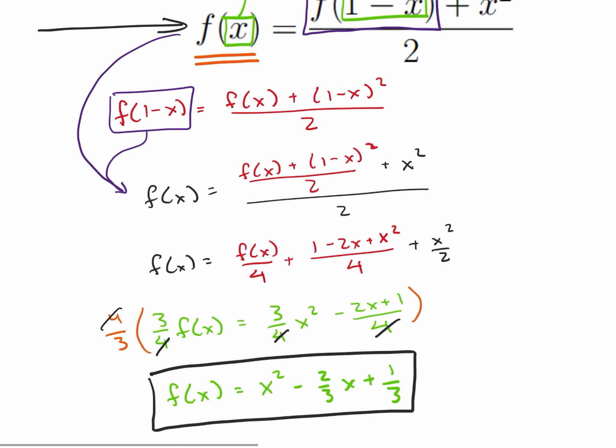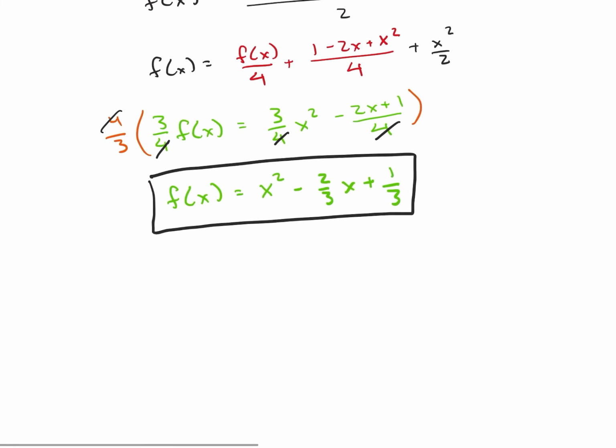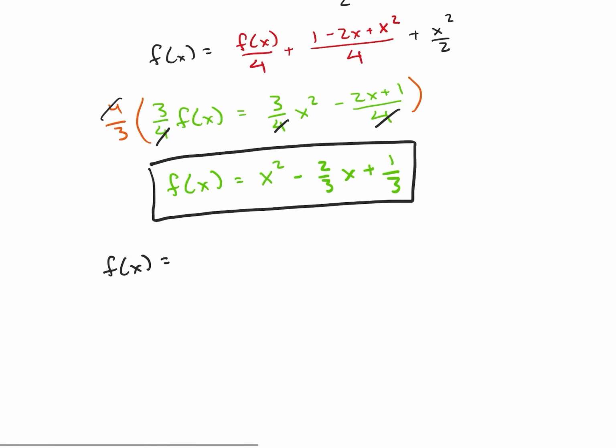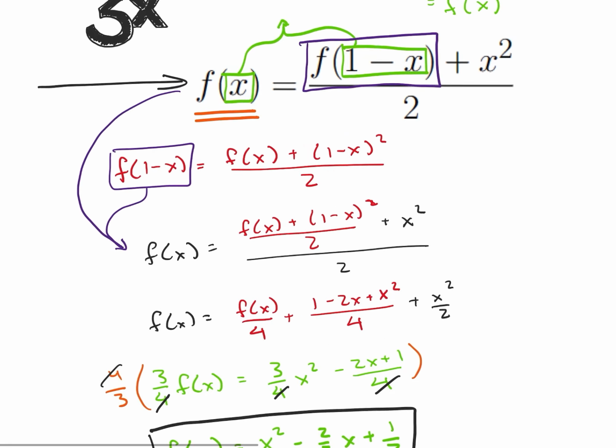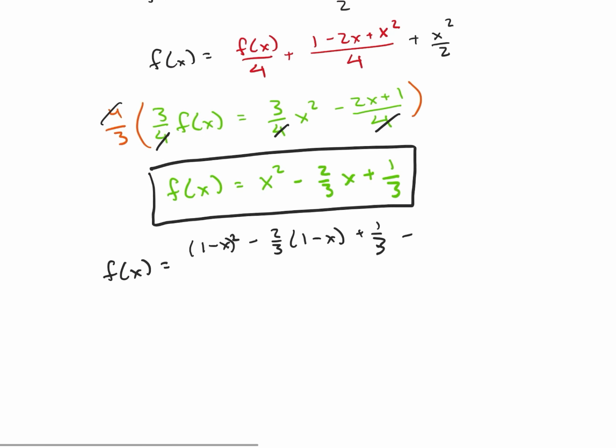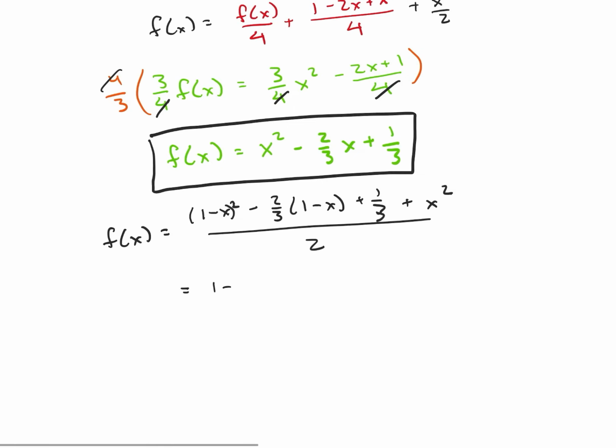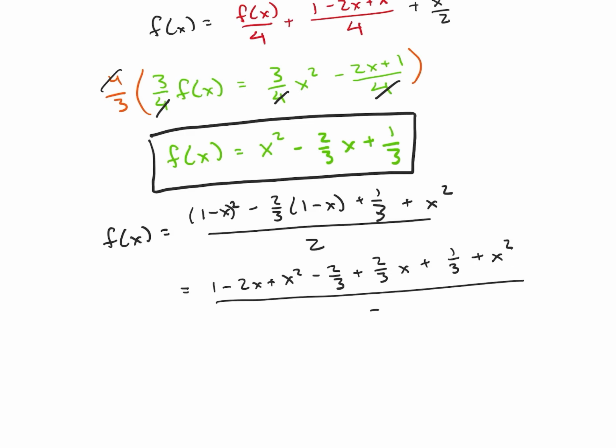And we can go ahead and check our work by trying to plug it in and see what happens. So let's look at f of x. And it says that's equal to f of 1 minus x, which is going to be 1 minus x squared minus 2/3 times 1 minus x plus 1/3. And that was plus x squared over 2. So plus x squared divided by 2. And if we multiply this out, we're going to get 1 minus 2x plus x squared minus 2 over 3 plus 2 over 3x plus 1 over 3 plus x squared over 2.